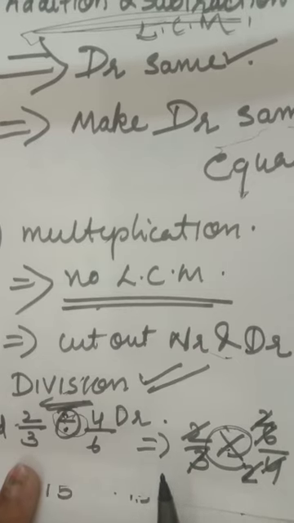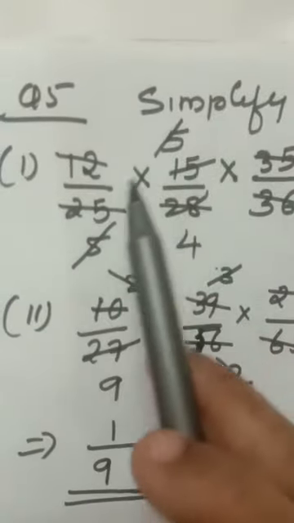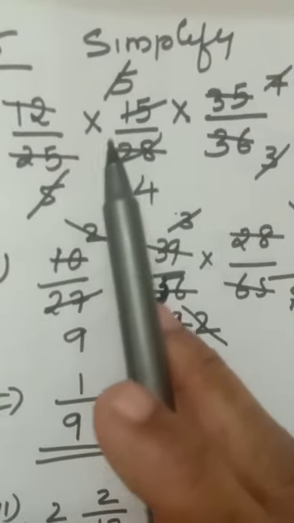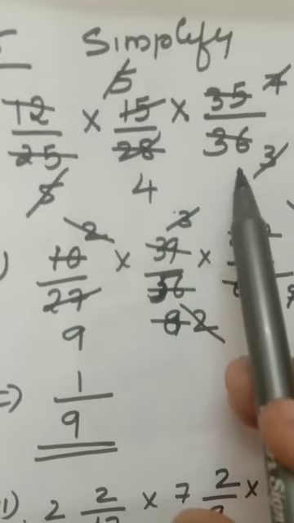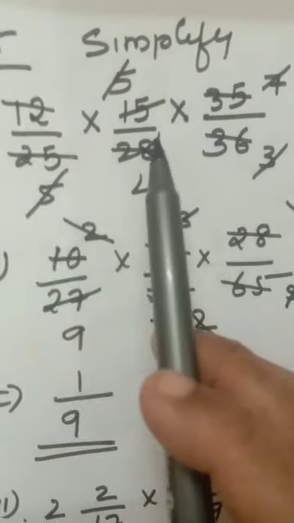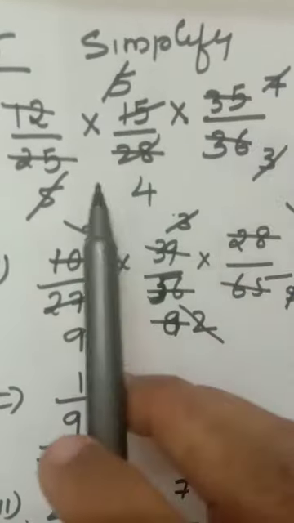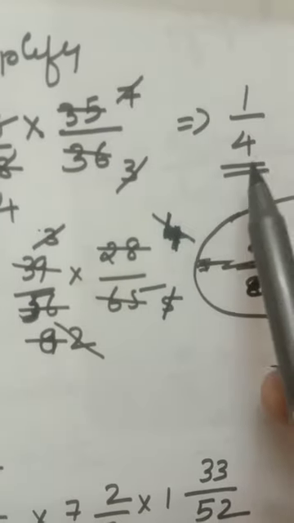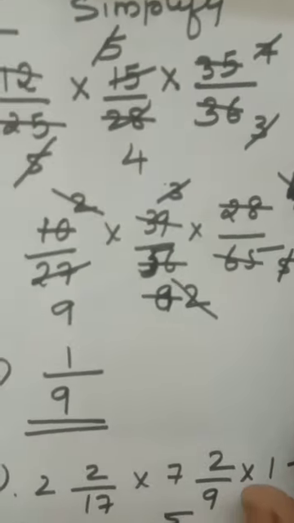We will start now question number 5. Question number 5, simplify. 12/25 into 15/28 into 35/36. Cut out the numbers. Okay. Your wish. Cutting, after cutting you will get 1/4 as the answer. Clear?